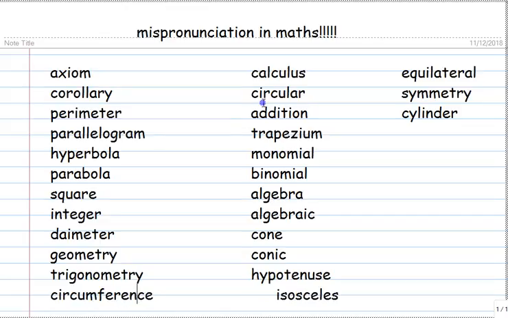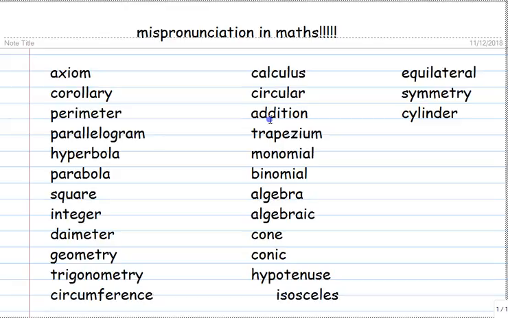Circumference. Now this one doesn't look very difficult actually, but there is a bit of a thing that you need to take care of while pronouncing it. It is pronounced as cal, care, care, not cue, care. Calculus. Stress is on the first syllable. Calculus. The same thing over here. Circular. Circle, circular. Care and not cue.